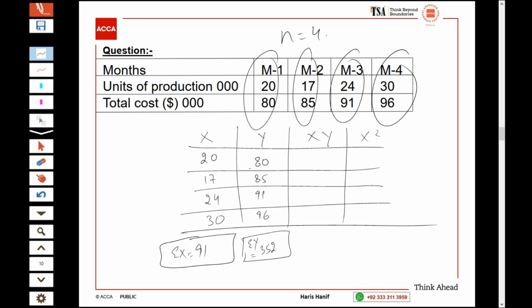Now what is xy? I am just writing the total. Summation of xy would be 8109. And what is x square? I'm just writing the total answer. That is summation of x square, 2165.